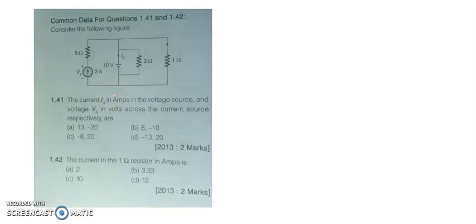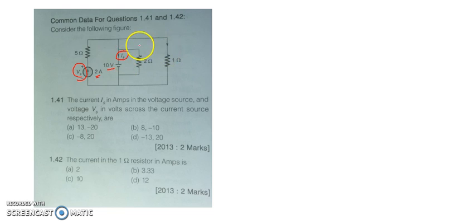In this video, we are going to solve this problem. This concept is regarding network analysis. It is a GATE 2013 problem. The current IS in amperes in the voltage source, that means there is one voltage source of 10 volts, and he is asking to find the current IS and voltage Vs in volts across the current source, respectively. That means he is asking to find the current across this voltage source and the voltage across this current source.